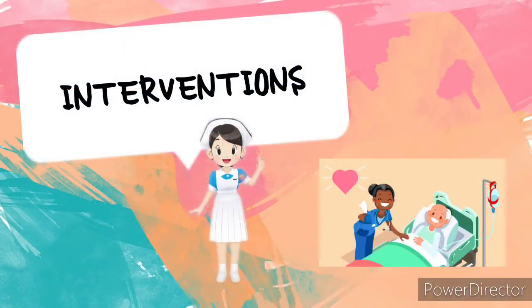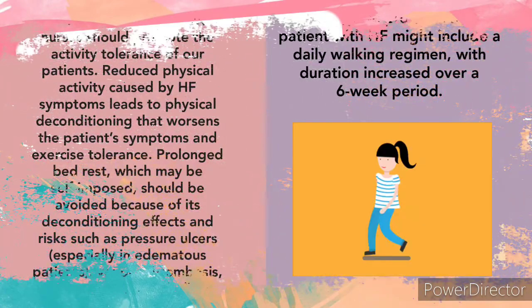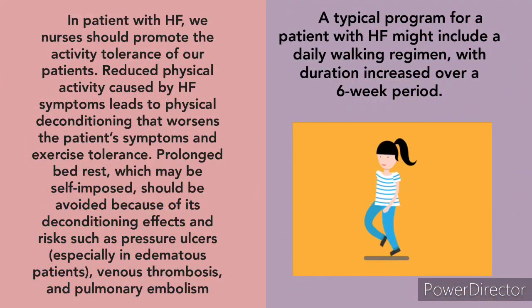Now let's discuss the nursing interventions. In patients with HF, we nurses should promote the activity tolerance of our patients. Reduced physical activity caused by HF symptoms leads to physical deconditioning that worsens the patient's symptoms and exercise tolerance. Prolonged bed rest, which may be self-imposed, should be avoided because of its deconditioning effects and risks such as pressure ulcers, especially in edematous patients, venous thrombosis, and pulmonary embolism.